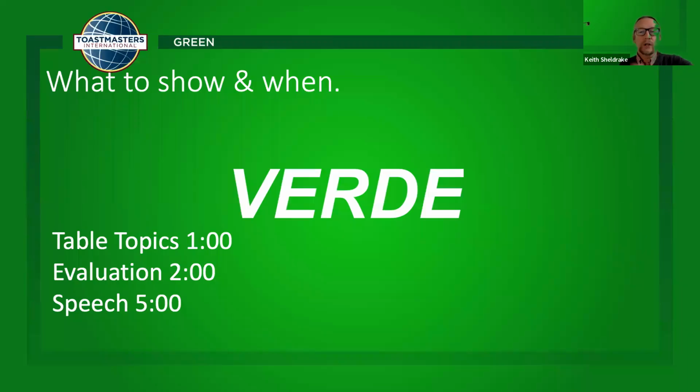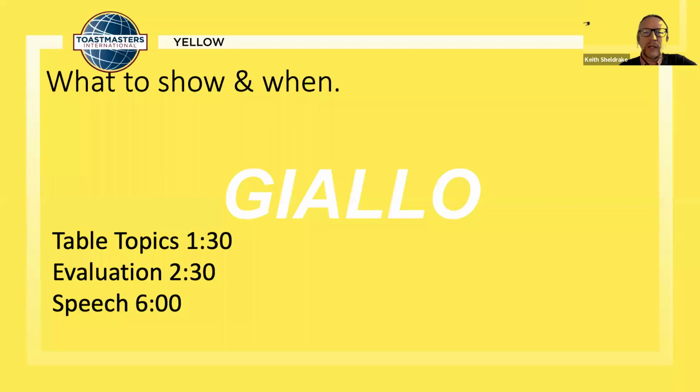We show green at table topics after 1 minute, evaluations after 2 minutes, or speech after 5 minutes. And the green stays visible until you do the yellow. So don't put it down, keep it up. The next color is obviously yellow at table topics, 1 minute and 30, evaluations 2 minutes and 30, or speeches at 6 minutes.